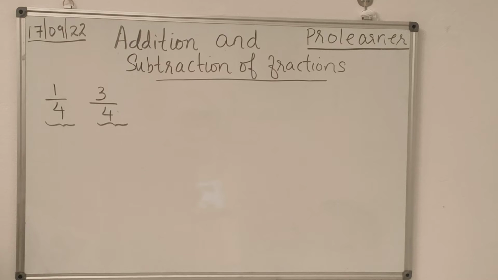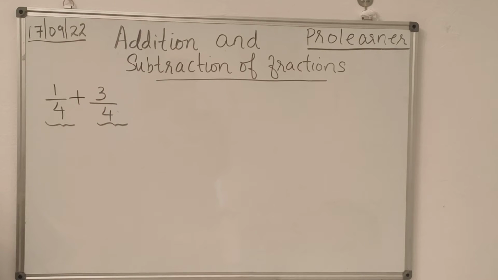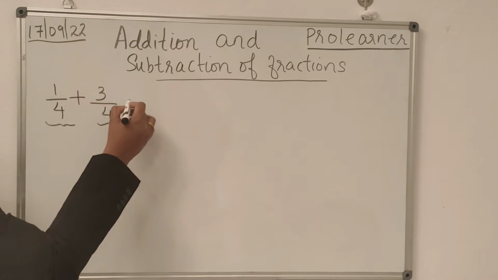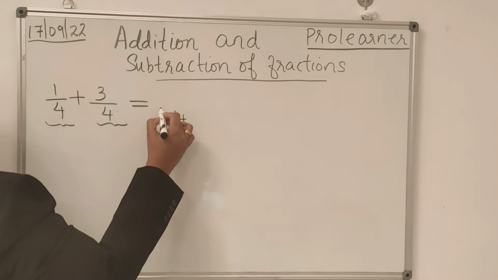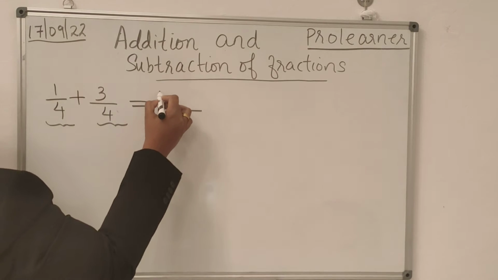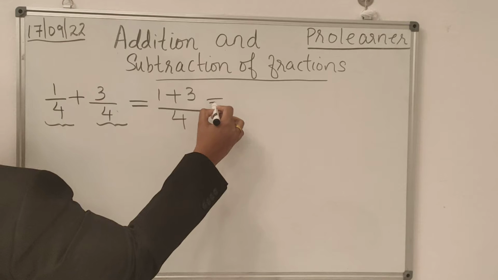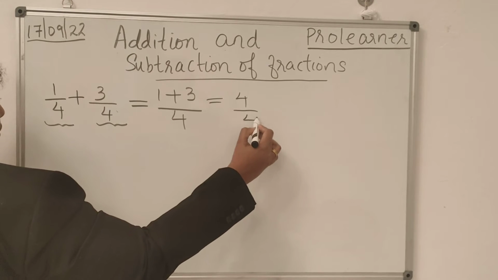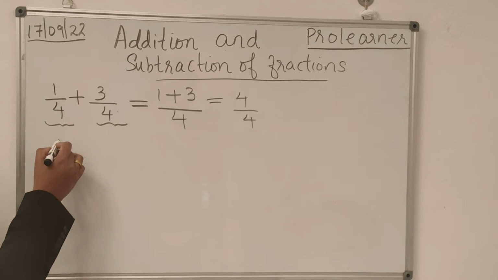So addition and subtraction of like fractions is very easy because if we want to add these two fractions, what we have to do? The denominator will not change. It will remain the same. Okay. And then we have to add the numerators. Add the numerators means 1 plus 3, right? So what will be the answer? 4 over 4. Correct?